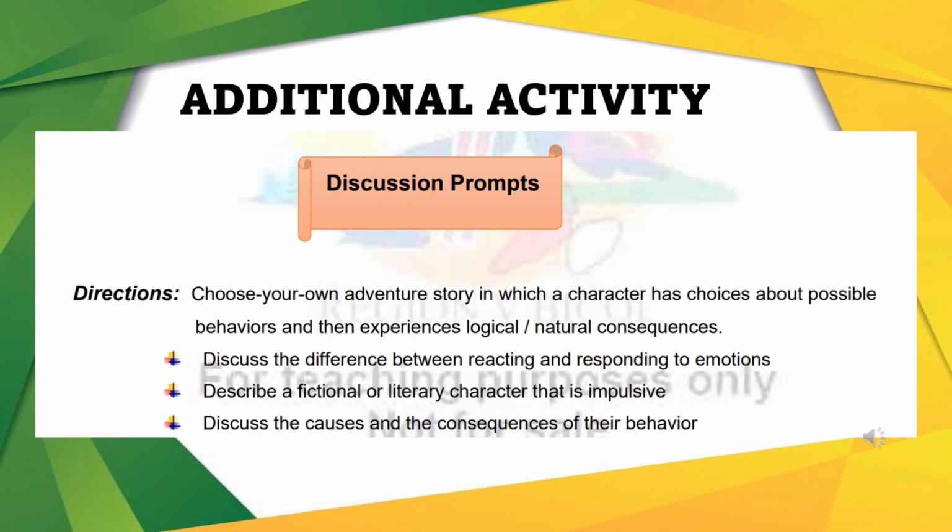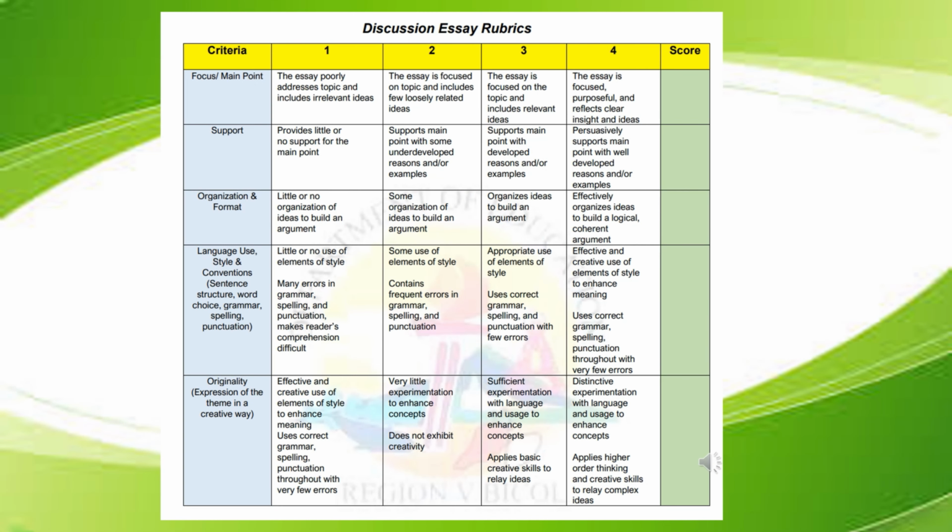Additional activity. Discussion prompts. Directions. Choose your own adventure story in which a character has choices about possible behaviors and then experiences logical or natural consequences. Discuss the difference between reacting and responding to emotions. Describe a fictional or literary character that is impulsive. Discuss the causes and the consequences of their behavior. This will be the rubrics in grading your discussion prompts.